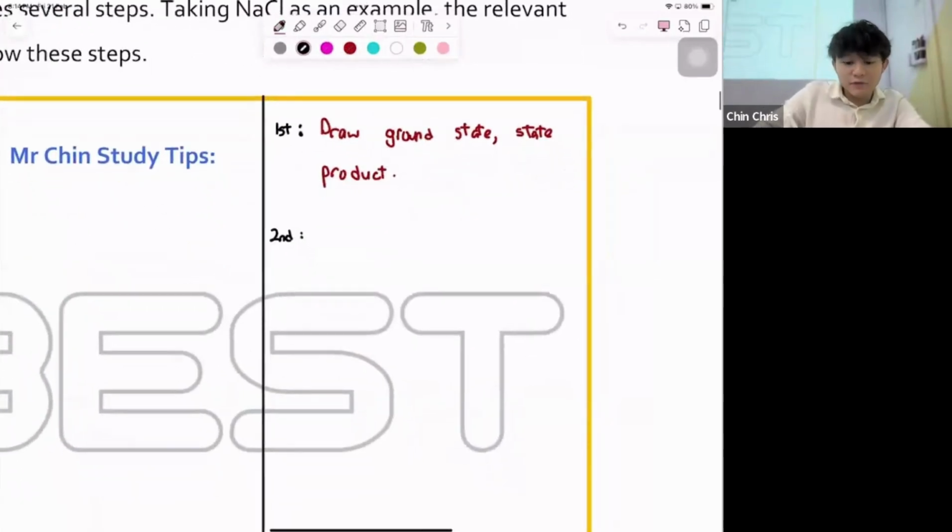Alright, then guys, for your second step, what I want you guys to do, please form our delta H lattice on the right hand side, and your delta H formation on the left hand side.